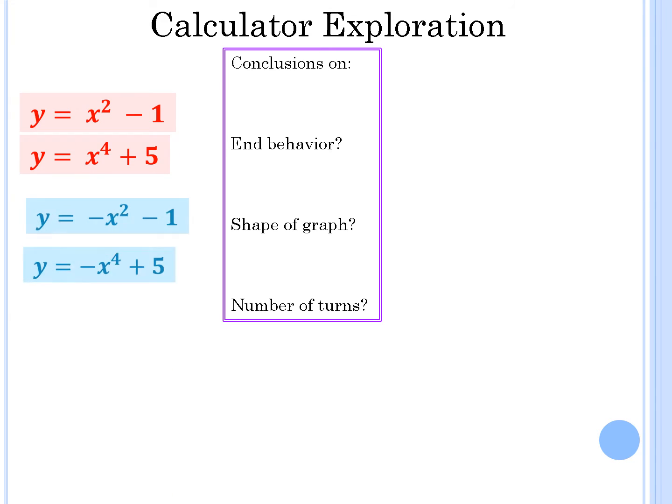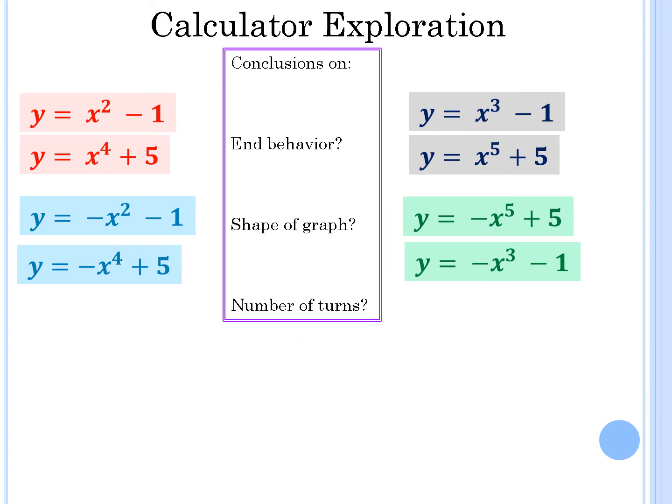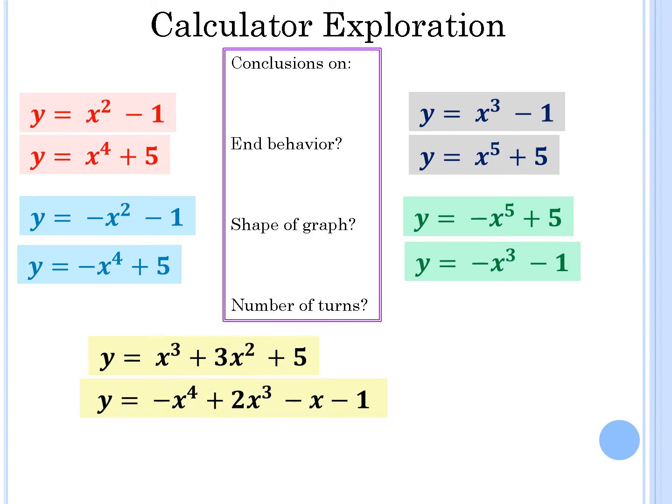Now, if you have a moment, what you can do is plug each of the two equations in and look at their end behavior, the shape of the graph, and how many turns it has. Turns are like peaks and valleys, okay? So this would be a chance for you to plug in the pink equations and see what you can tell about the end behavior of the graphs, the shape of the graph, and how many turns it has. And you can do that for each of the 5 subsets.